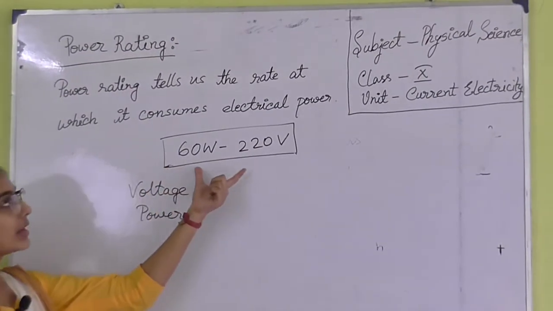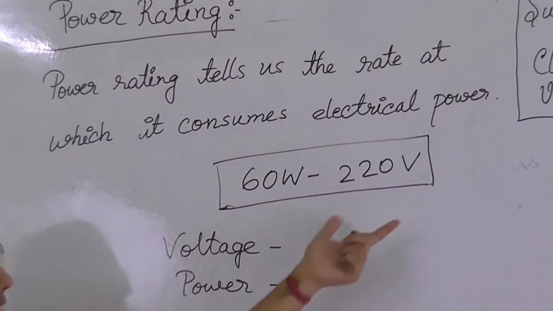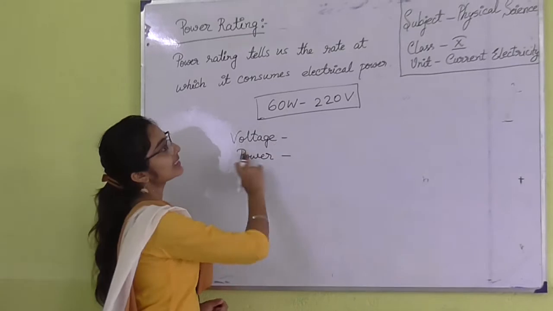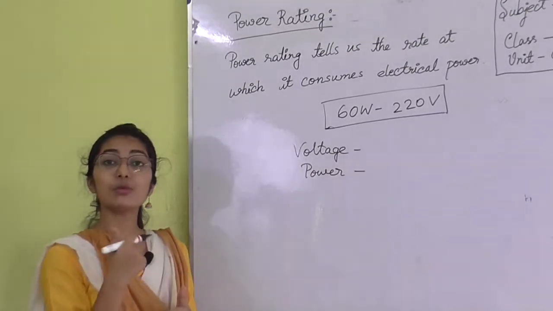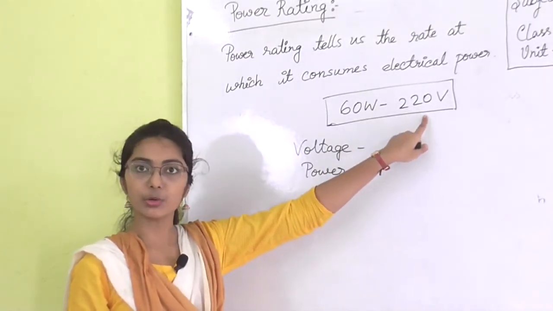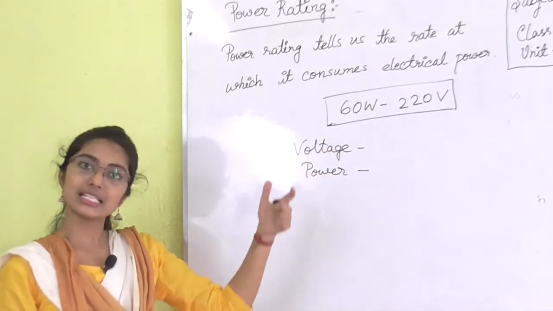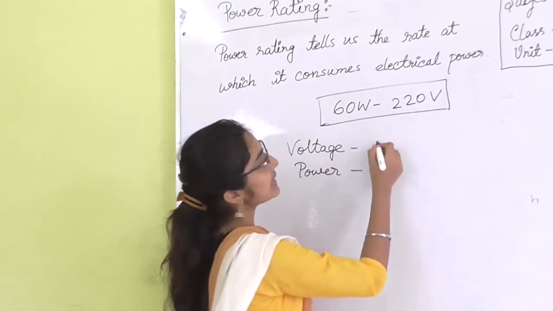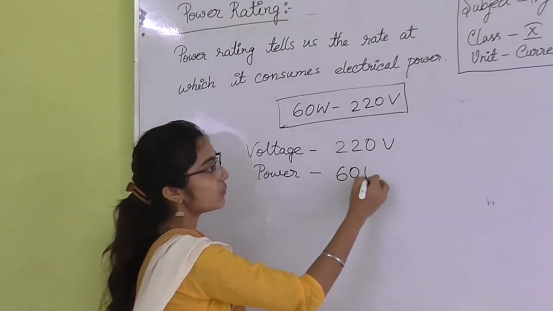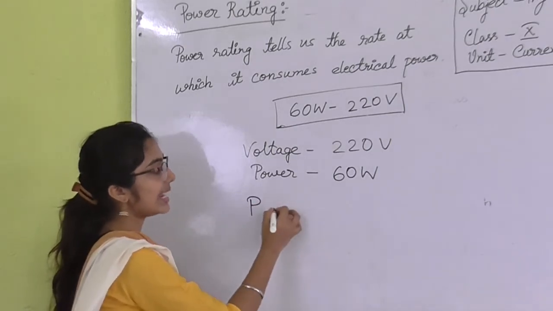So you can notice that on the bulb or on any electrical gadget, sometimes it is written 60 watt, 220 volt. What is the meaning of this? It means that the bulb will work at its optimum efficiency when it is kept at 220 volt, and the electrical power consumed by the bulb is 60 watt. So I have two quantities in my hand, that is P and V.